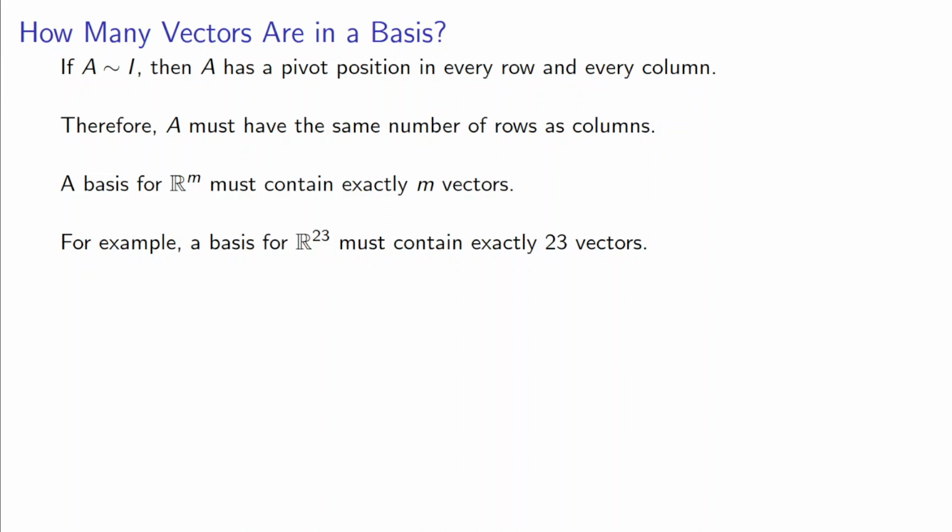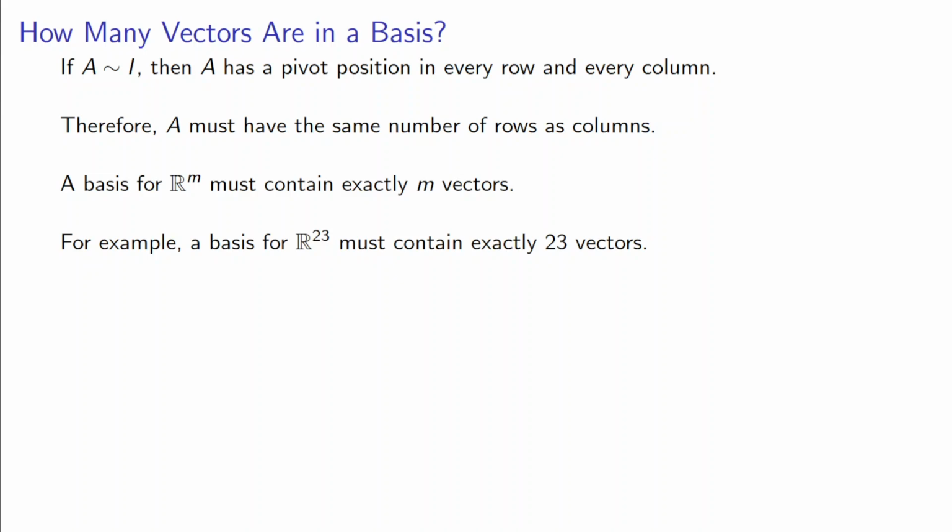Okay, so how many vectors are in this basis? If A is row equivalent to I, then A has a pivot position in every row and column. Therefore, as I mentioned earlier, A must have the same number of rows as columns. A basis for Rm must contain exactly m vectors. For example, a basis for R23 must contain exactly 23 vectors.